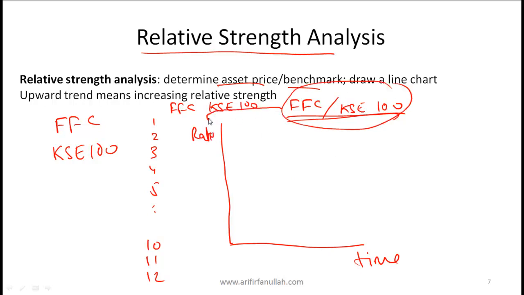So this ratio is what we plot, and over time here we have the ratio on the y-axis. So if this ratio is going upwards, that is implying that FFC is becoming stronger relative to the index. So the relative strength is positive. On the other hand, if the graph had been going downwards, that would imply that FFC is becoming weaker relative to the index, and the relative strength would then be weak.